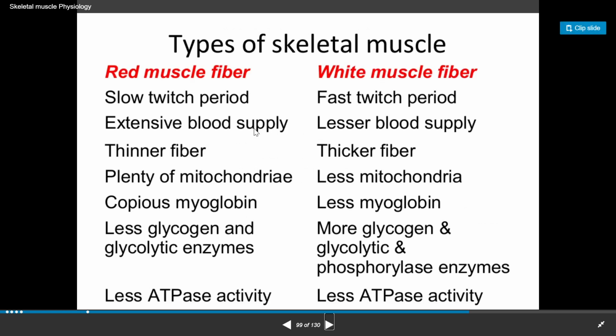Extensive blood supply, less blood supply. Thinner fibers, thicker fibers. They're thin, so the blood can pass. More mitochondria, less mitochondria. Copious myoglobin, more myoglobin, less myoglobin. Less glycogen and glycolytic enzymes, more glycogen and glycolytic enzymes. Lesser ATPase activity, so they are very slow. More ATPase, this is more.